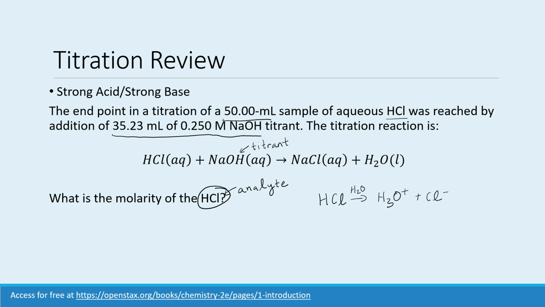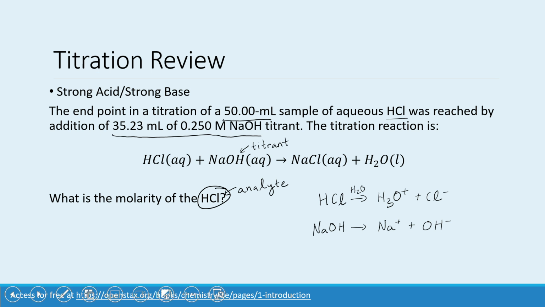And then, of course, as you continue to add that base, and if you went over 35 milliliters, let's say you overshot it and went to 40 milliliters, then you would have leftover unreacted sodium hydroxide because all of your hydrochloric acid would be used up. And in that case, you would have leftover hydroxide ions, and so you would have a very basic solution.